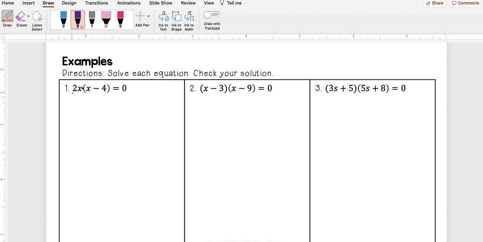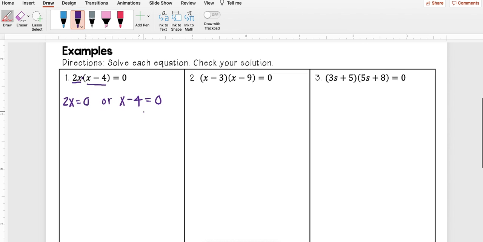I'm going to take my first thing being multiplied, my 2x, and set it to 0. And then I'm going to take my second factor, my x minus 4, and set that equal to 0. Now I'm going to solve both of these equations, so I'm going to end up with two different answers.